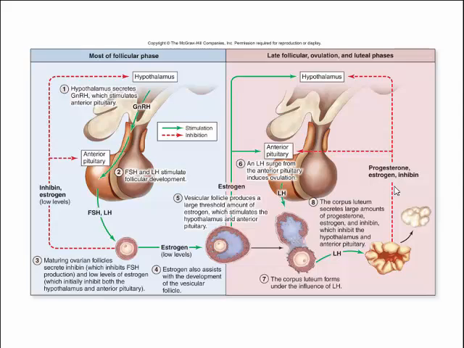The production of progesterone, estrogen, and a third hormone, inhibin, from the corpus luteum will provide the negative feedback control to the hypothalamus. Inhibin and estrogen will also provide negative feedback control during the follicular phase.